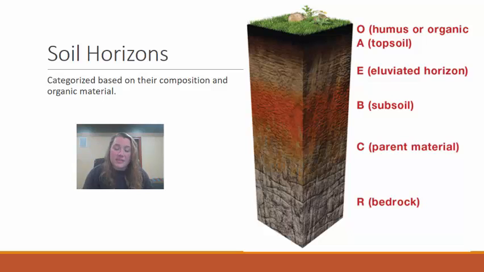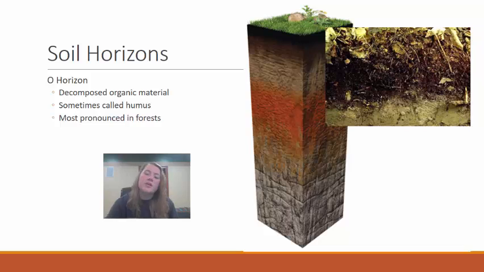And then it goes ABC, so from the top down, but there's this E thrown in the middle, and the E layer is not there in all soils, and we'll talk about that. And then of course at the bottom, that's our rock. So it's the R layer is the rock at the bottom. So the O layer, which is found near the top, is our organic horizon.